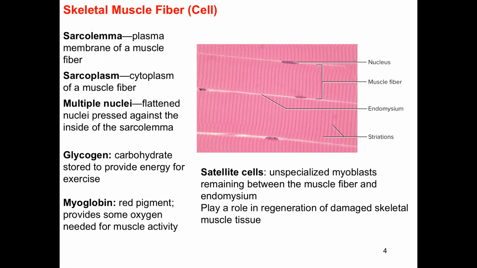And then there are some outside cells called satellite cells, which are unspecialized myoblasts. Remember the myoblasts from the last chapter were fused together to make muscle cells. They would remain in between there, and they can help repair or regenerate to a certain extent, these muscle cells.